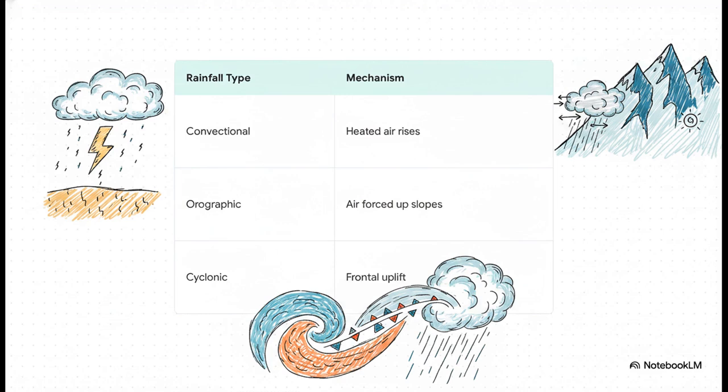So, we know what falls from the sky, but why exactly does the air rise and cool to make rain in the first place? Well, it happens in 3 distinct ways. Convectional rain happens when heat from the ground causes air to rise, expand, and cool. That's what often gives us those short, heavy summer thunder showers. Then there's orographic, or relief rain. This is when moving air is physically forced up and over a mountain slope. Finally, cyclonic or frontal rain happens through the complex clashes of different air masses in extratropical cyclones.